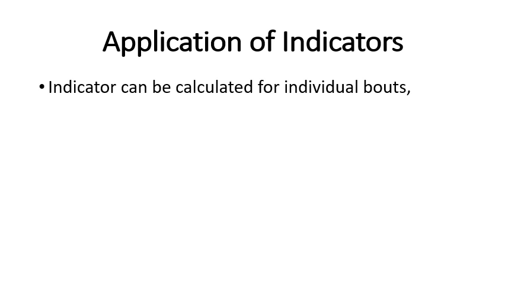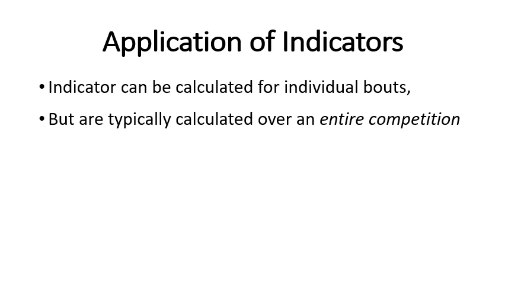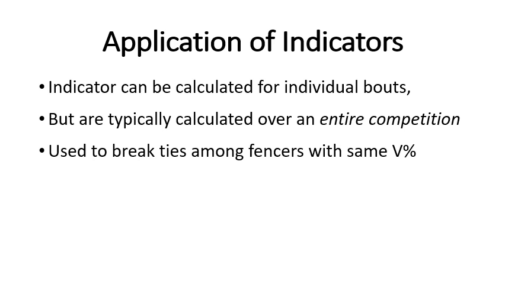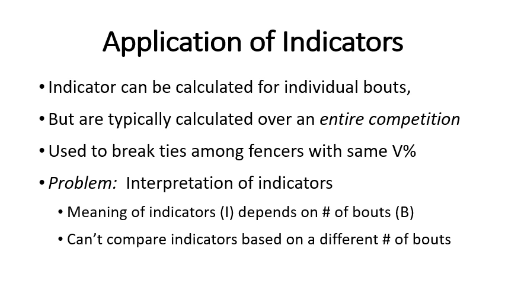Now, indicators can be calculated in this way for individual bouts, but typically they're calculated over an entire competition. The results of such a calculation are used to break ties among fencers with the same number of victories or victory rate. The problem with this kind of gross indicator calculation is that it's difficult to interpret the indicators that result. The meaning of an indicator depends on the number of bouts that are fenced. You can't meaningfully compare indicators based on different numbers of bouts from one competition to the next.